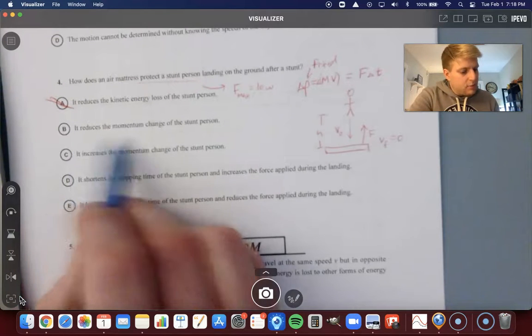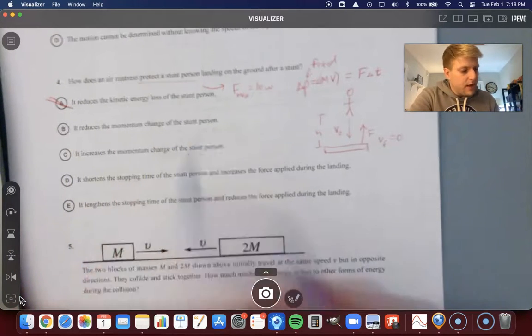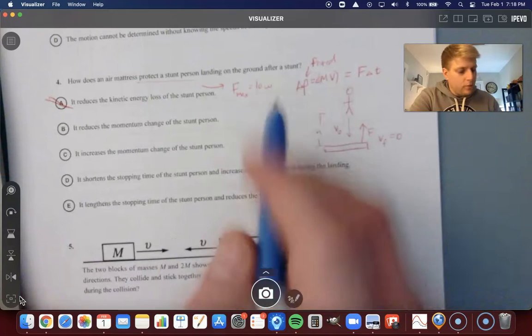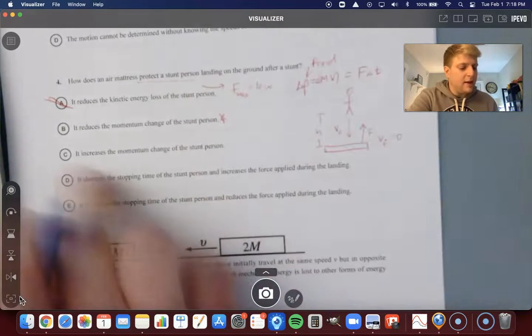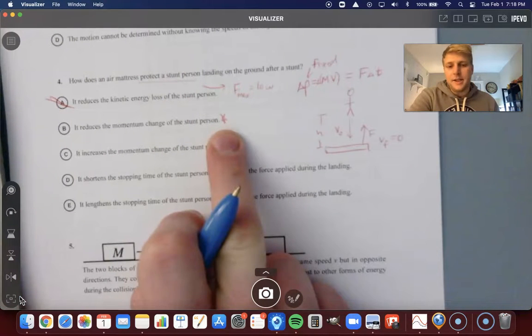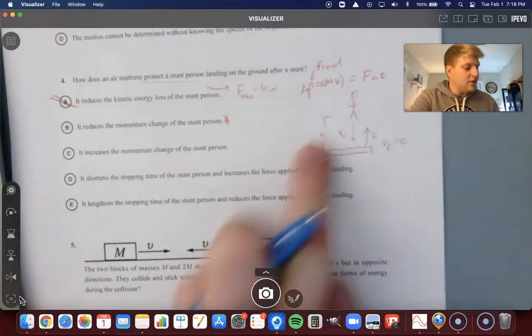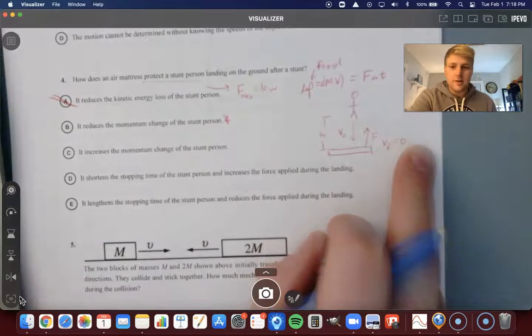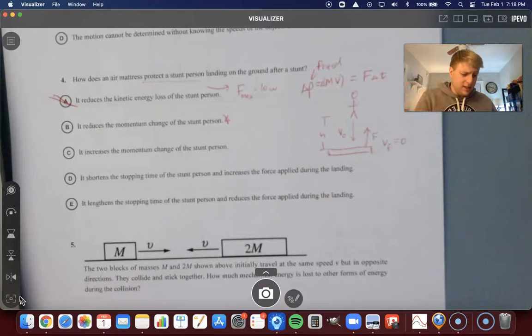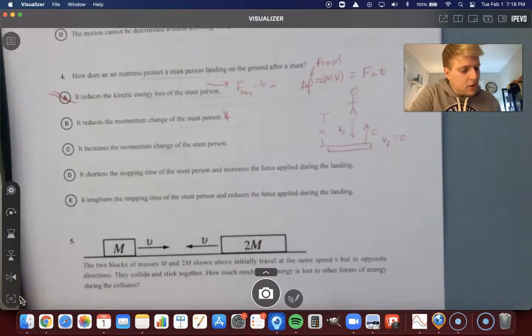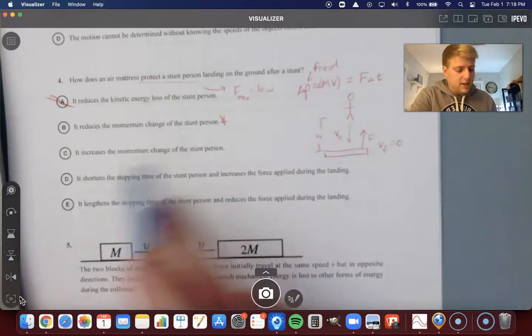B says it reduces the momentum change of the stunt person. Now, that one I think I kind of already addressed. We'll put a star by that. I think we can eliminate it. But we can't really do anything about the momentum change. Again, we can't change their mass. We can't change their initial and final velocities. So their momentum change is going to be what it is. We have no choices there. So probably going to get rid of B, but let's keep going.